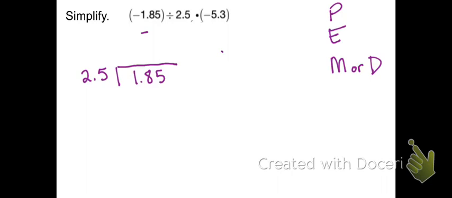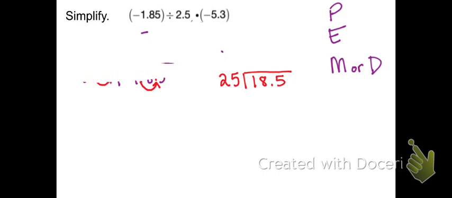Our first step when you are dividing decimals is to make the divisor a whole number. In this case, I have a decimal point that I need to move over to the right one. So I just have a 25. If I do that, I need to move this decimal point over to the right one also. So the numbers I'm dividing are actually 25 into 18.5. Let's get to dividing this.